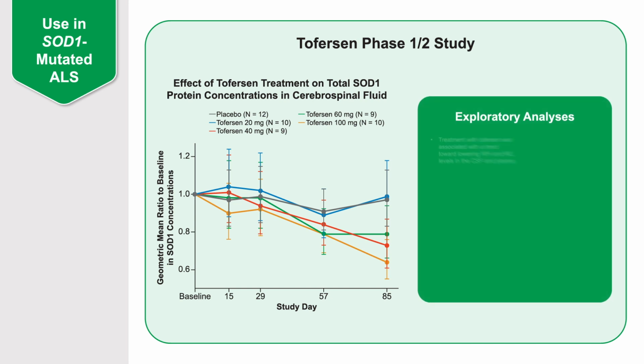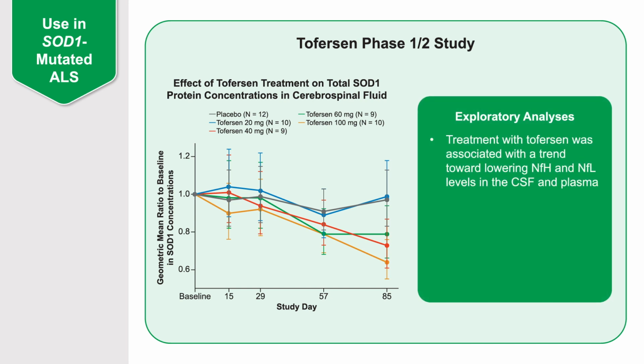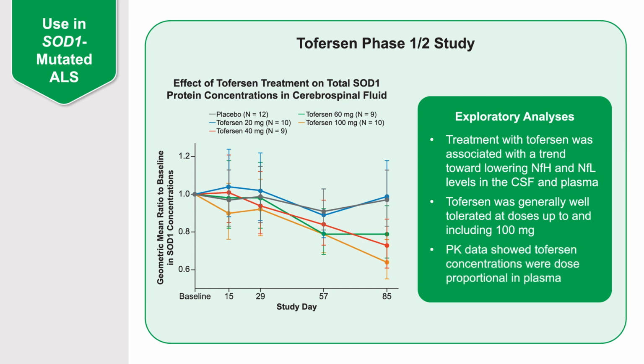The exploratory analyses also found that tofersen was associated with decreased plasma and CSF concentrations of phosphorylated neurofilament heavy chain and neurofilament light chain. Tofersen was safe and well tolerated in this early phase clinical trial at doses up to and including 100 milligrams in the participants with SOD1 ALS. And the pharmacokinetic data showed that tofersen concentrations were dose proportional in the plasma.